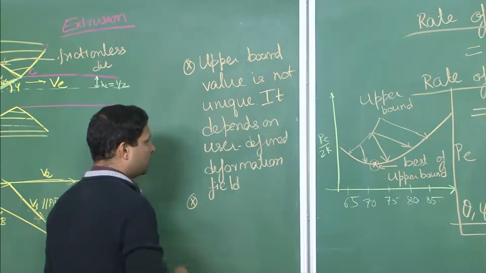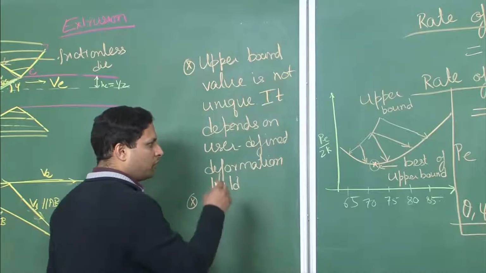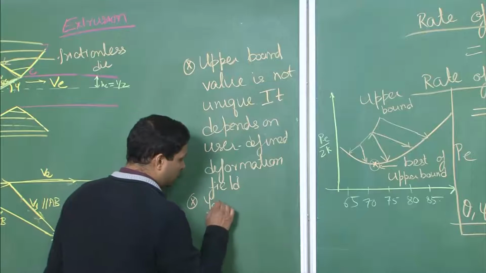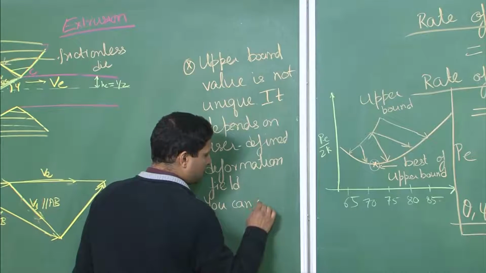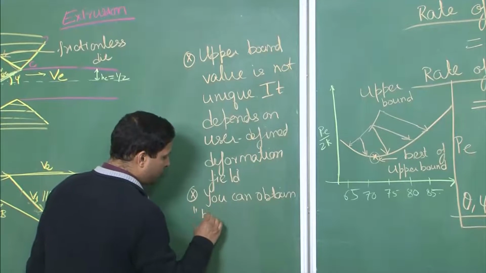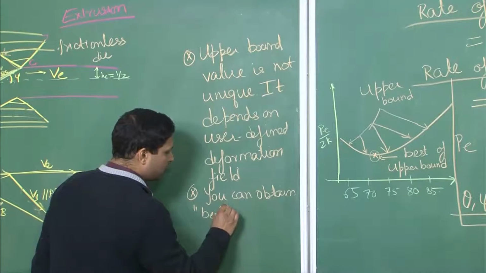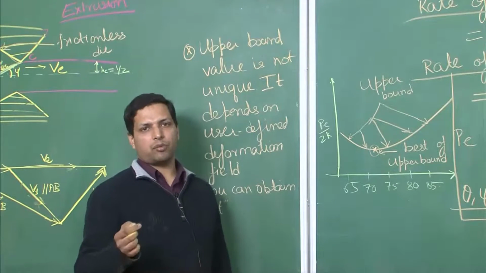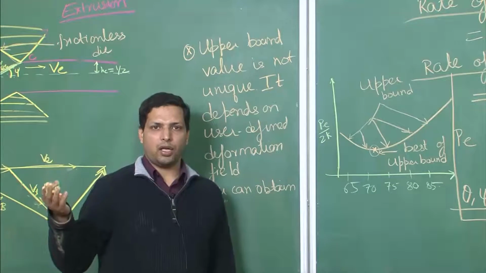Another important point that we understand is that from this range of values you can obtain the best upper yield value. I am writing it in quotes, best in the sense that it gives you the lowest value of the upper bound, meaning you do not need to go any higher than that.